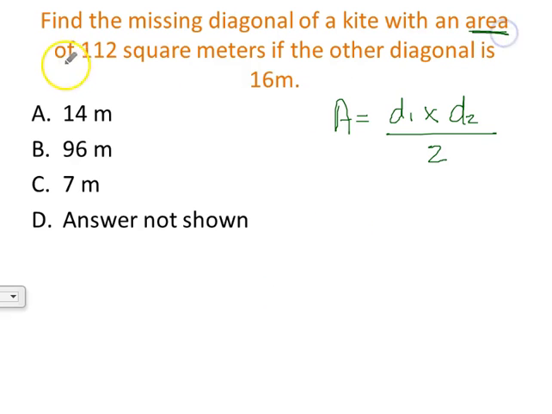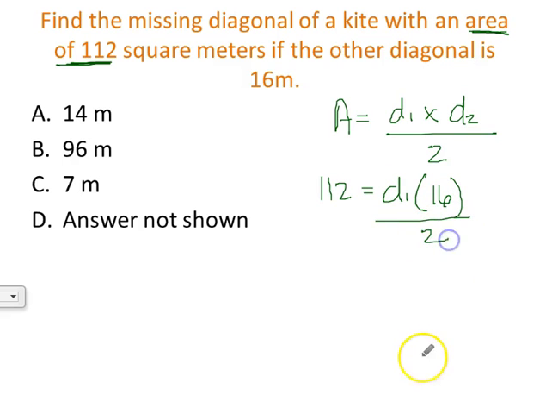So here the area is 112. We don't know one of our diagonals and the other one is 16, divided by 2. All right, our whole goal is to solve for the diagonal, our first diagonal, the D1. How do we do that? Whenever there's a denominator, you want to get rid of that denominator number first. So since all the right side is being divided by 2, to get rid of the 2, you want to do the opposite of dividing. So we're going to multiply each side by 2. That cancels out the 2's on the right side.